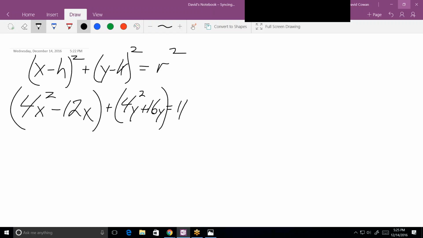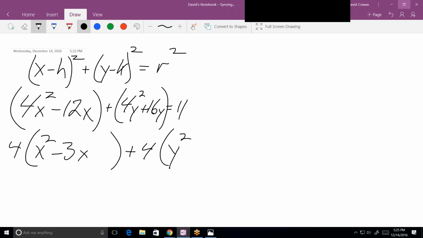So this becomes 4 times x squared minus 3x. I'm going to leave room to complete the square. Plus, got to do the same thing over here. Factor out the 4, leaving y squared plus 4y. Leave enough room to complete the square. It's all equal to 11. Now, complete the square here. And whenever you complete the square, it's always added. Always.